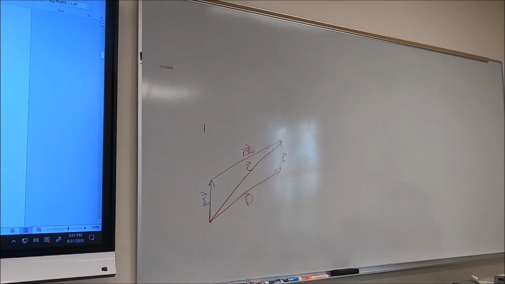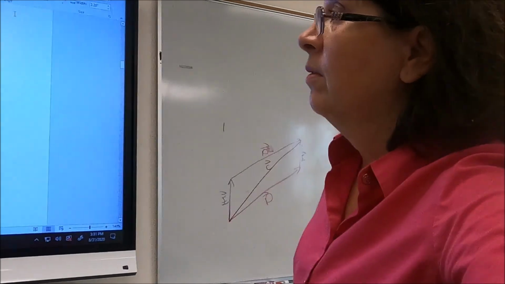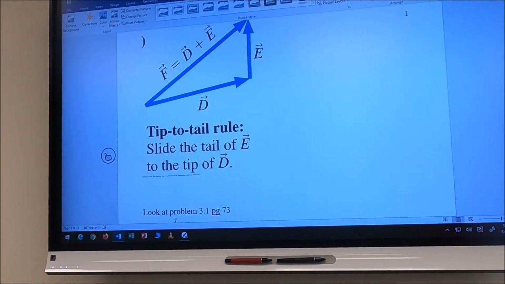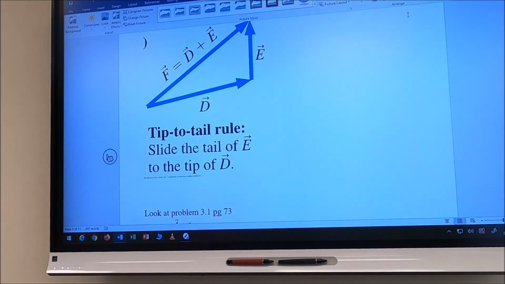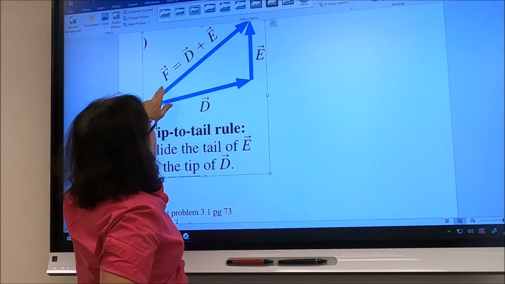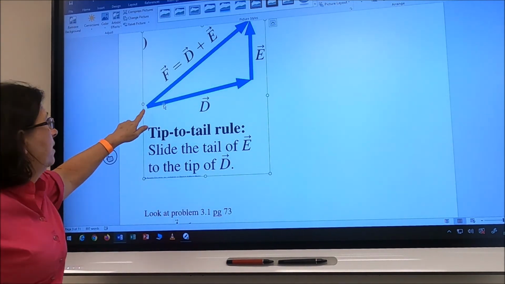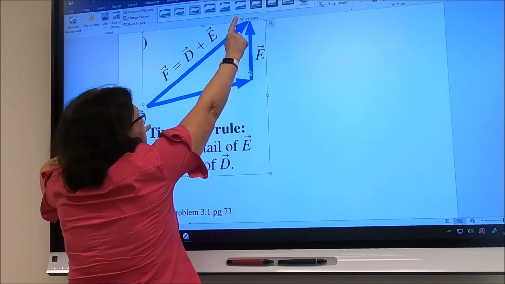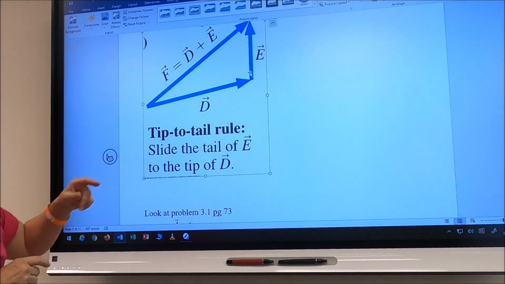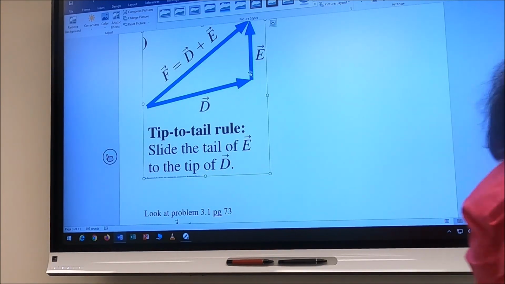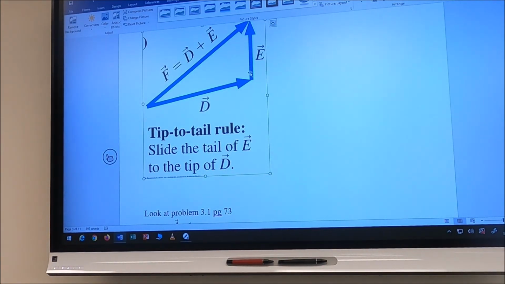Now, just so that you have a prettier view, let's look over here at the computer screen. A demonstration of the tip to tail method. So you can say D plus E gives me the vector F. And they call that tip to tail. So we slid the tail of vector E up to the tip of vector D.